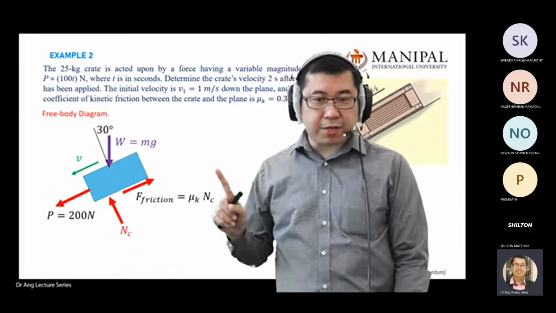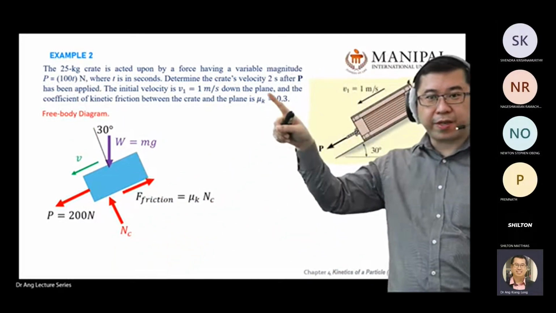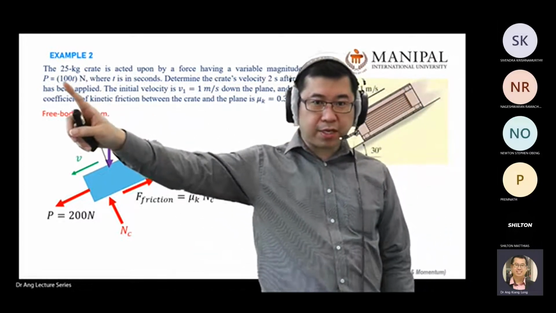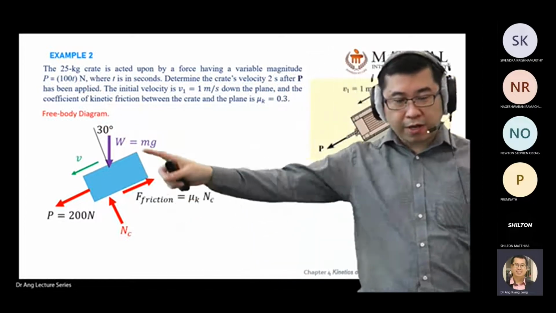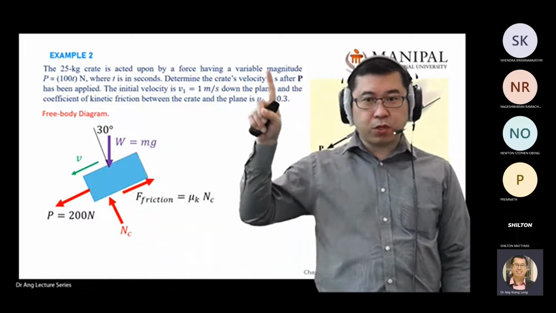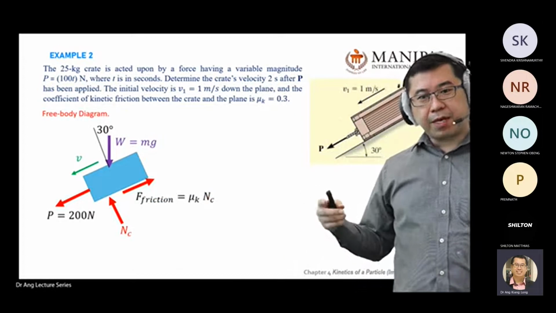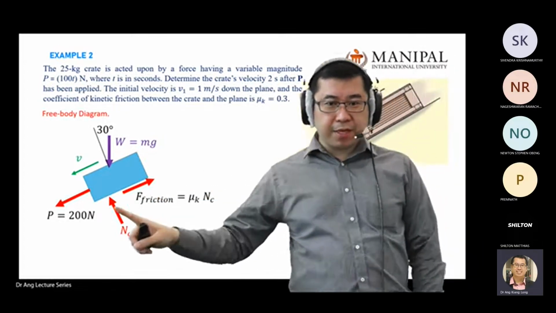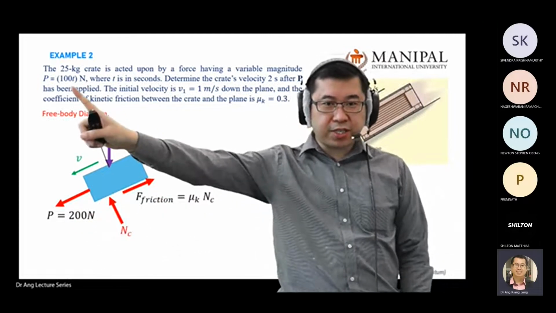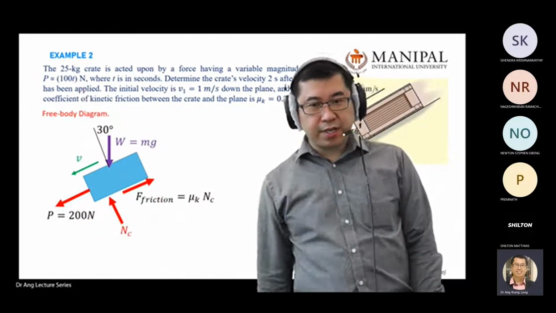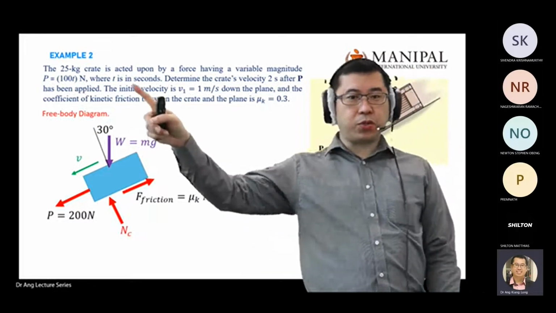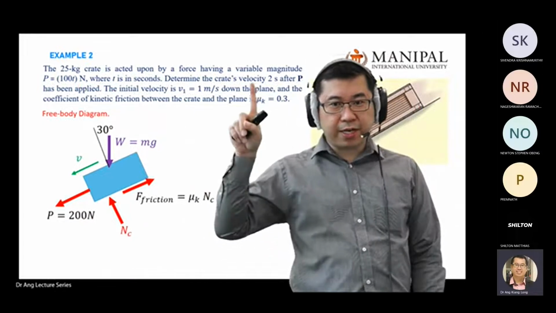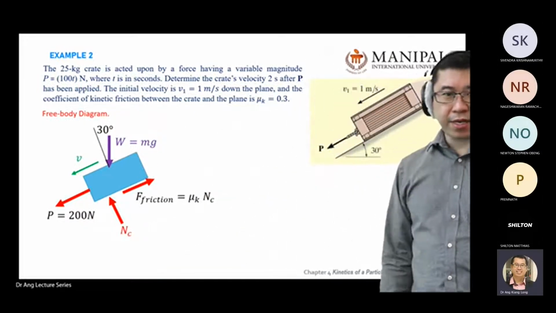But in this case, because I straight away solve it after 2 seconds, when I substitute 2 seconds in the P equation here, I get 200 Newton. So this free body diagram is for 2 seconds. But if you draw in the more general form, your P you should write as the equation 100T. In exam, either you write 100T, or you can straight away calculate the magnitude after 2 seconds. Both correct.